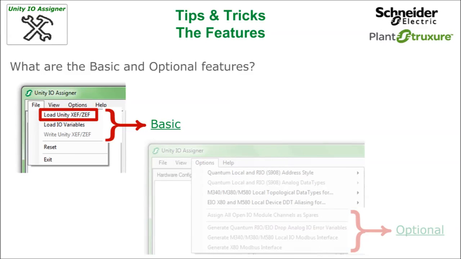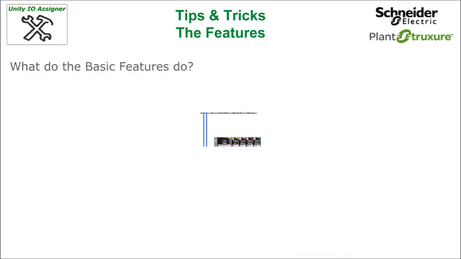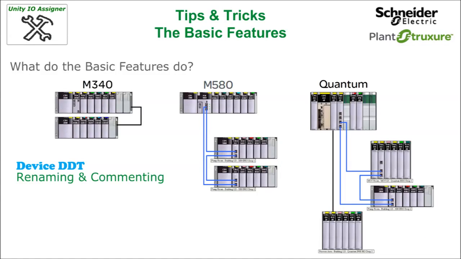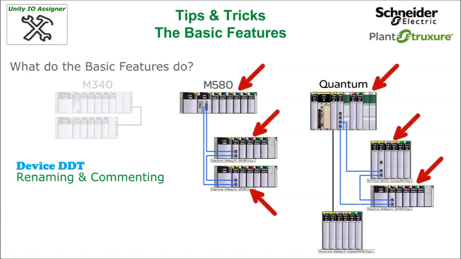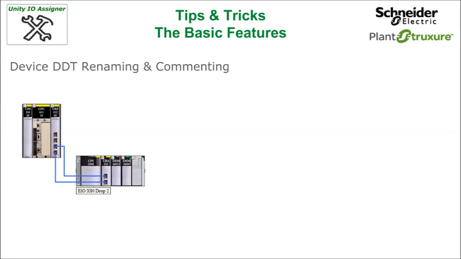First tip. Here is what loading a Unity project does. Device DDTs are automatically renamed and appropriate comments are assigned. And know that Unity Pro creates device DDTs for all communication modules that participate in a Modicon Ethernet I/O network and all x80 drop I/O modules. And now, using this simple Quantum and x80 system, I will demonstrate this tip.